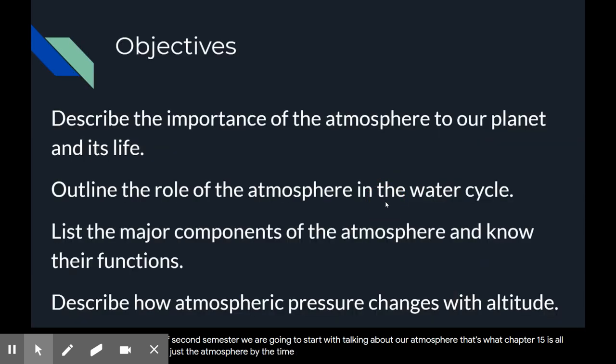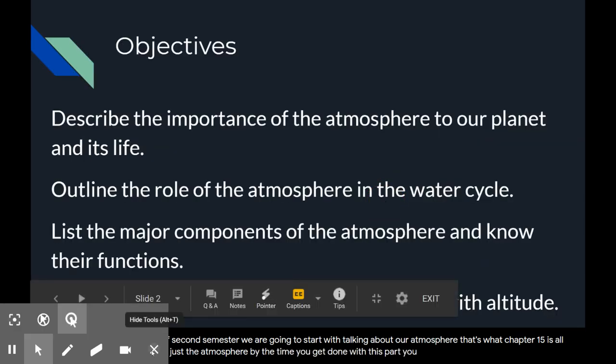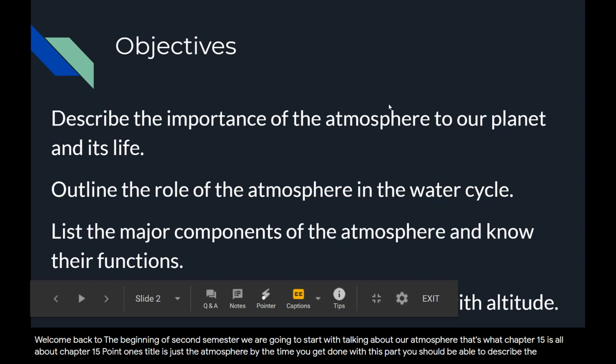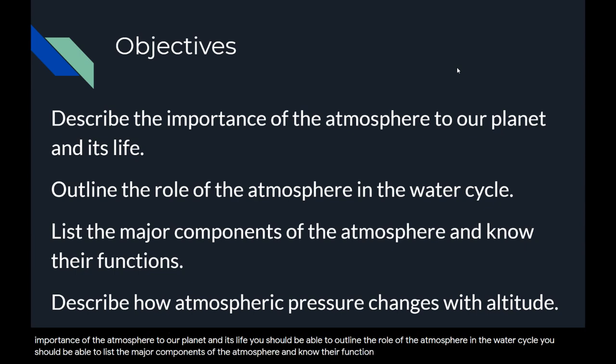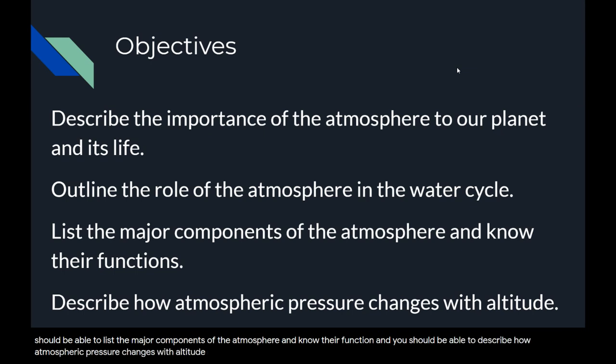By the time you get done with this part, you should be able to describe the importance of the atmosphere to our planet and its life. You should be able to outline the role of the atmosphere in the water cycle. You should be able to list the major components of the atmosphere and know their function. And you should be able to describe how atmospheric pressure changes with altitude.